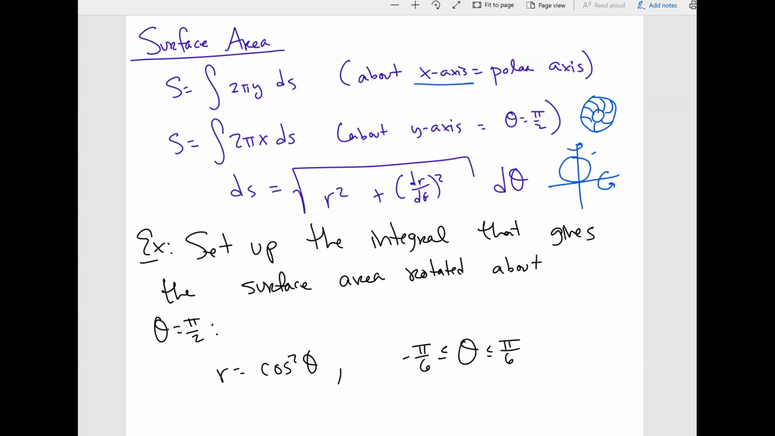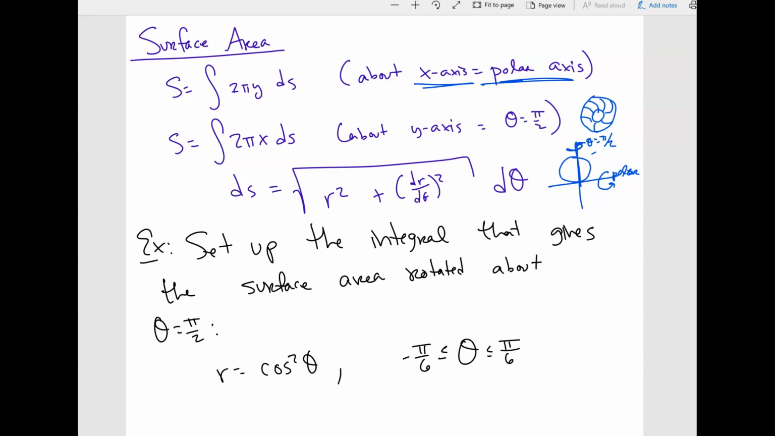Now, a couple things. When we talk about the x-axis, we're talking about the polar axis. If you remember, in polar world, this is the polar axis, and this guy is just theta equals pi over 2, because that's where pi over 2 radians is at.